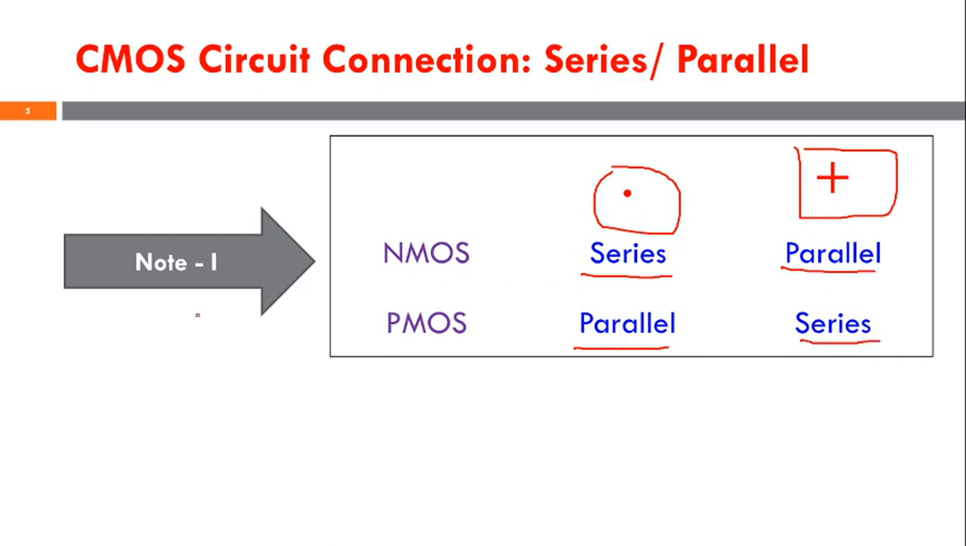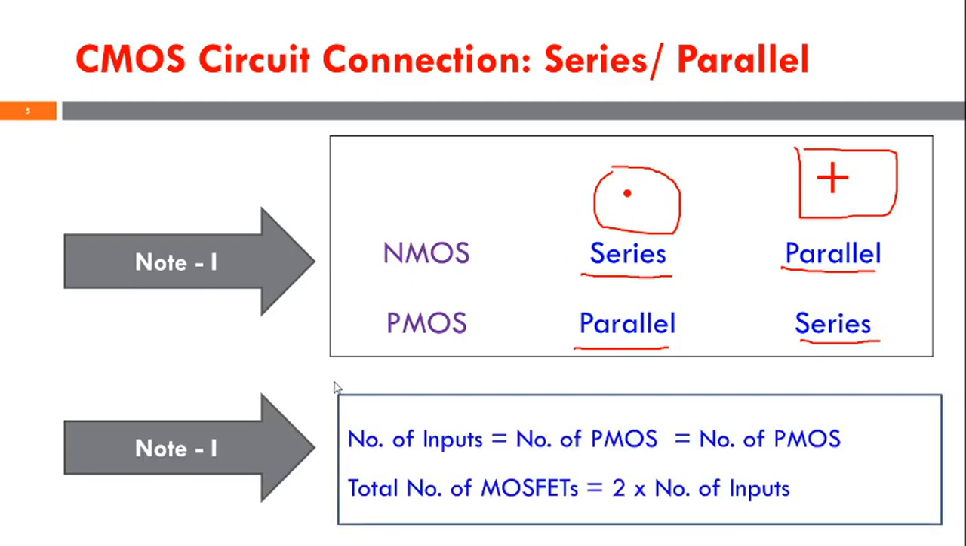So we should note this first rule, and the second important rule is that the number of inputs for any Boolean expression equals the number of PMOS equals the number of NMOS. The number of inputs equals the number of PMOS equals the number of NMOS.